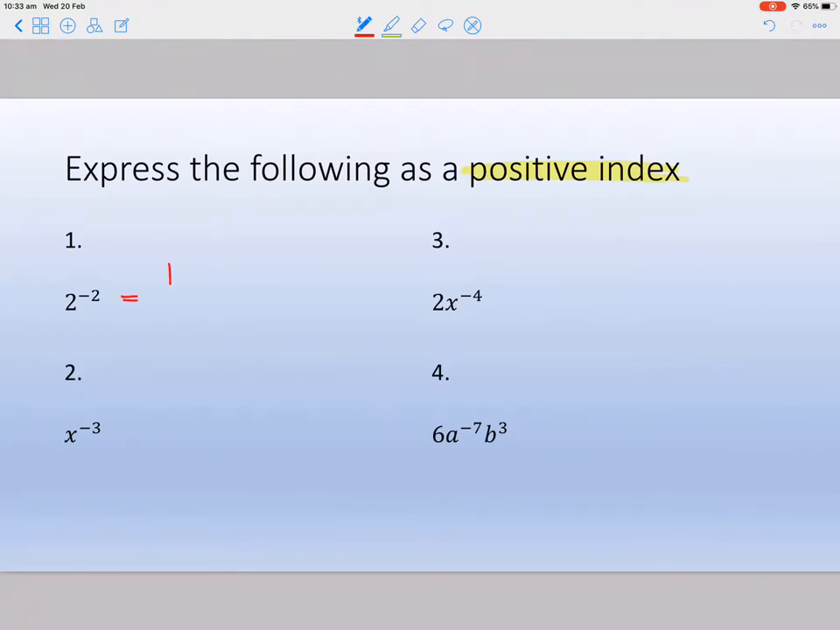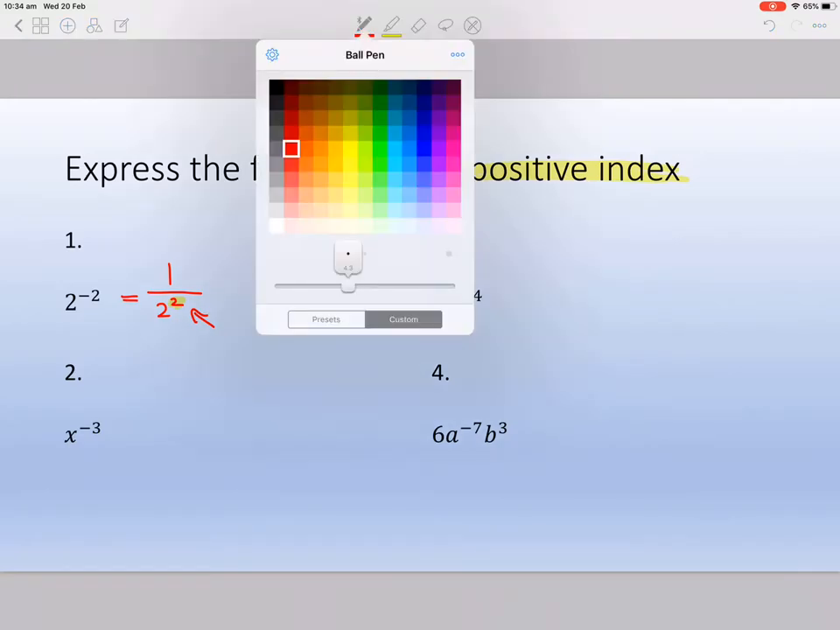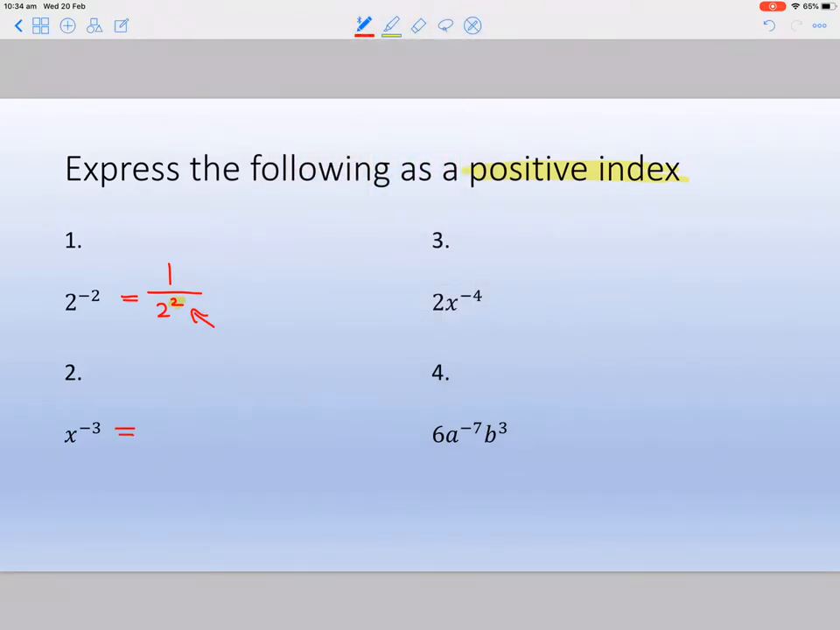We go equals 1 over 2 squared. Notice that I've now made this positive. And the reason for that is that I've put a fraction and I've put it at the bottom. So essentially, if we've got a negative indice, we're going to put it at the bottom of the fraction. Let's look at this one. It's going to be the same thing. 1 over x cubed. So at the bottom of the fraction.